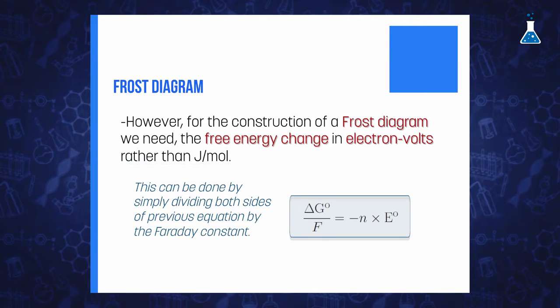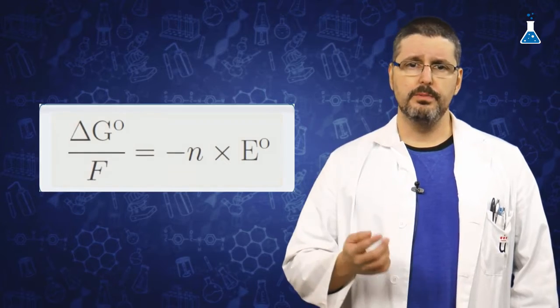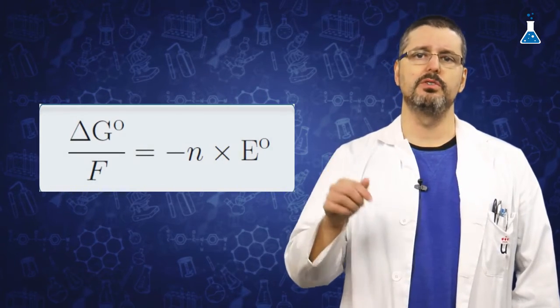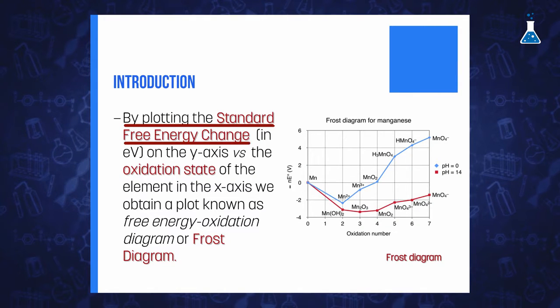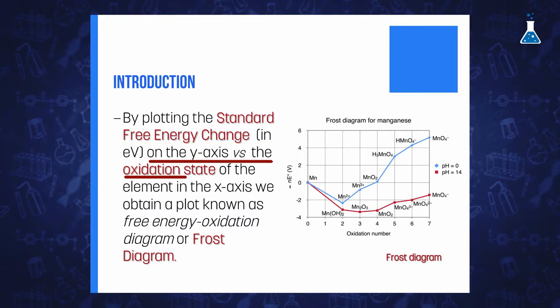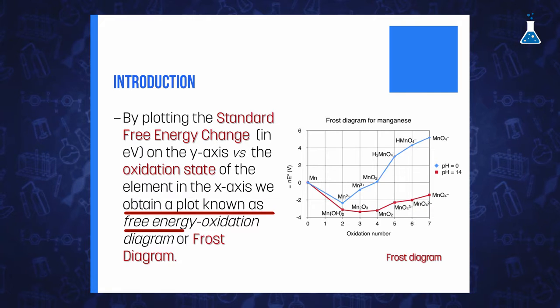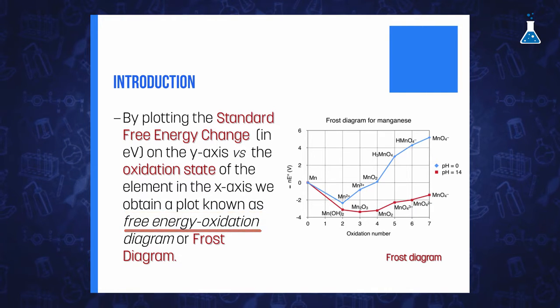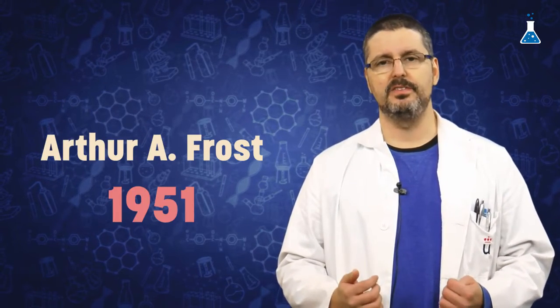In that way, for a one electron process, the difference between two energy levels gives us directly the oxidation or reduction potential. In order to obtain free energy in electron volts as the unit, we divide both sides of the equation by the Faraday constant to give the following relationship. By plotting this energy change on the y-axis versus the oxidation state of the element on the x-axis, we obtain a plot that is known as a free energy oxidation state diagram, or more precisely, a Frost diagram, in honor of Arthur A. Frost, who designed the diagram in 1951.